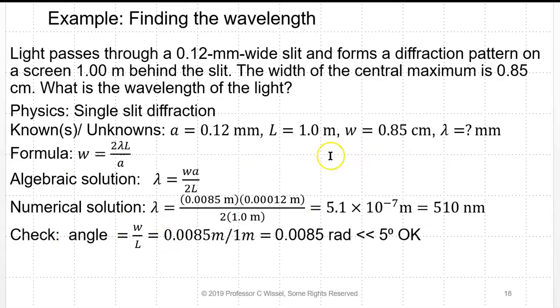Now we can plug in. We have to convert everything to the same units, and I strongly suggest meters on this: 0.0085. Here's our 0.00012, that's our slit width, and of course 2 times L. When you crank the math, it ends up being 510 nanometers, and we can check to make sure that everything's okay. The angle is W over L. It is way less than 5 degrees, so you don't have to worry about that one.